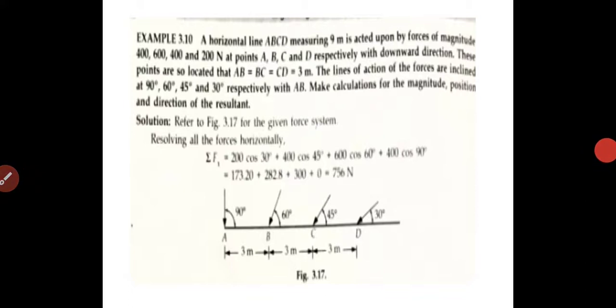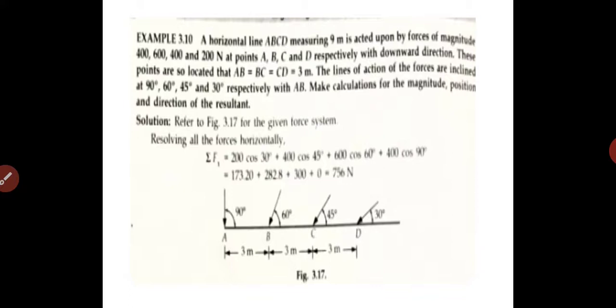Now let us have one problem based on the coplanar non-concurrent force system and find out the resultant, its angle of inclination and its line of action from the reference point. In this problem we will be finding out the resultant magnitude, its line of action, its point of application and its direction with reference to point A.